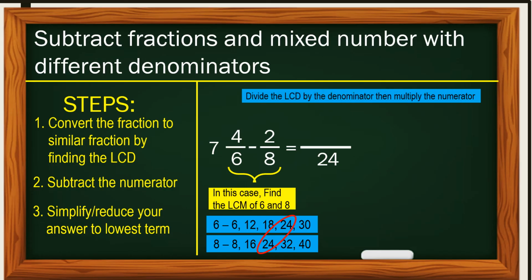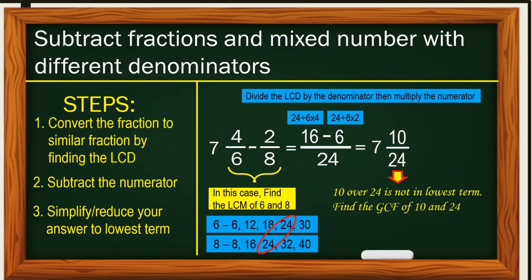Now, let us find the numerator by dividing the LCD by the denominator, then multiply the numerator. So, 24 divided by 6 is equal to 4, times 4 is equal to 16. Then 24 divided by 8 is equal to 3, times 2 is equal to 6. Then subtract 16 minus 6 is equal to 10 over 24. Then copy the whole number. Then 10 over 24 is not in lowest term.